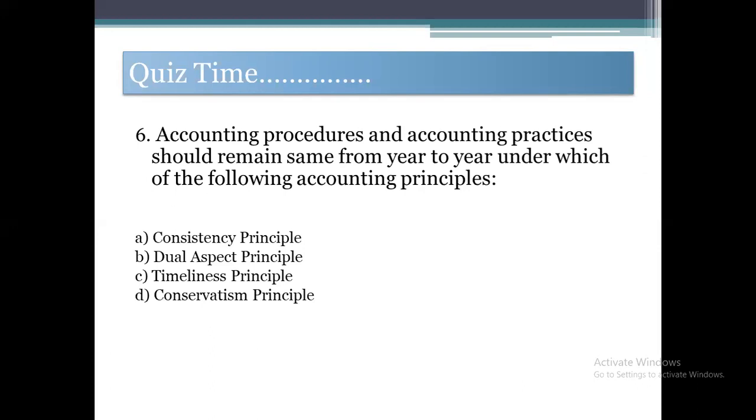Yeah. Somebody says B. No, not B. It's A only. Consistency principle or the conservatism, which talks about my accounting policies every year should be same. We should not be jumping from one to another, right?